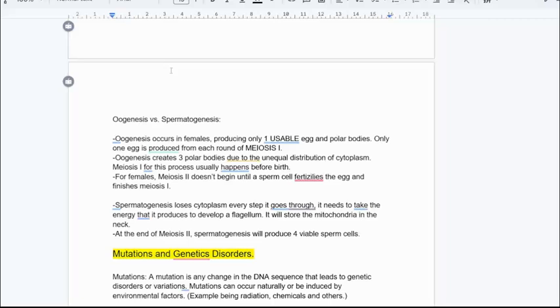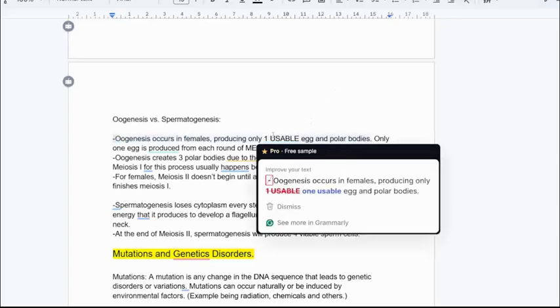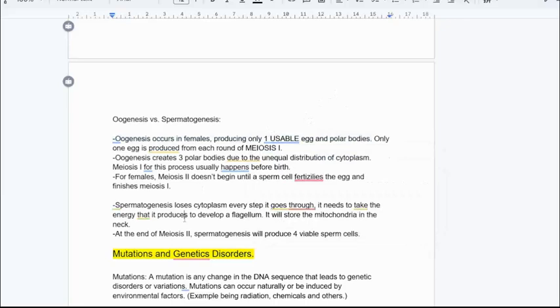At the end of meiosis, spermatogenesis will produce four viable sperm cells. So basically, a woman only creates one usable egg, and I spent a whole lesson talking about it because it was some sexual health thing that I had to address as well. So I spent a whole class addressing how people get pregnant and how female eggs work and how sperm works and so on.